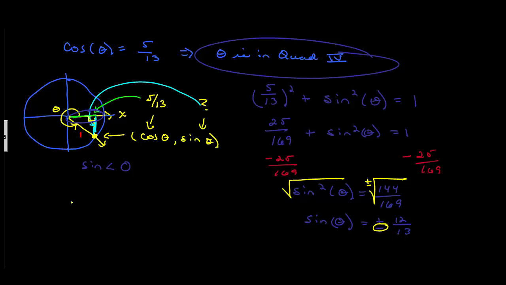So to answer the question, we have the sine of the angle. Now notice I didn't tell you what the angle was. At no point in this did we determine what degree measurement that angle was. But I can tell you that the sine of that angle is equal to -12/13.